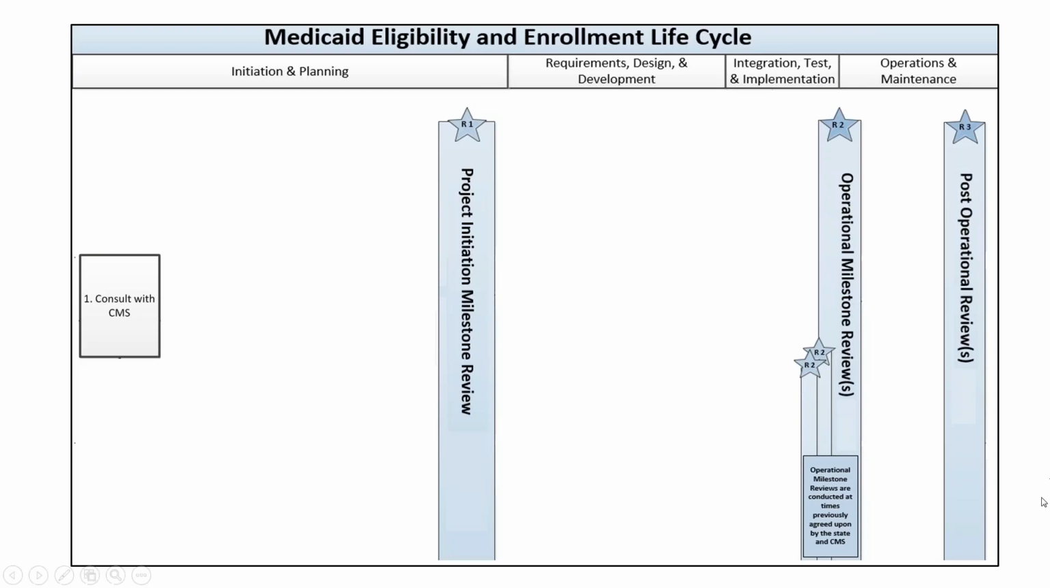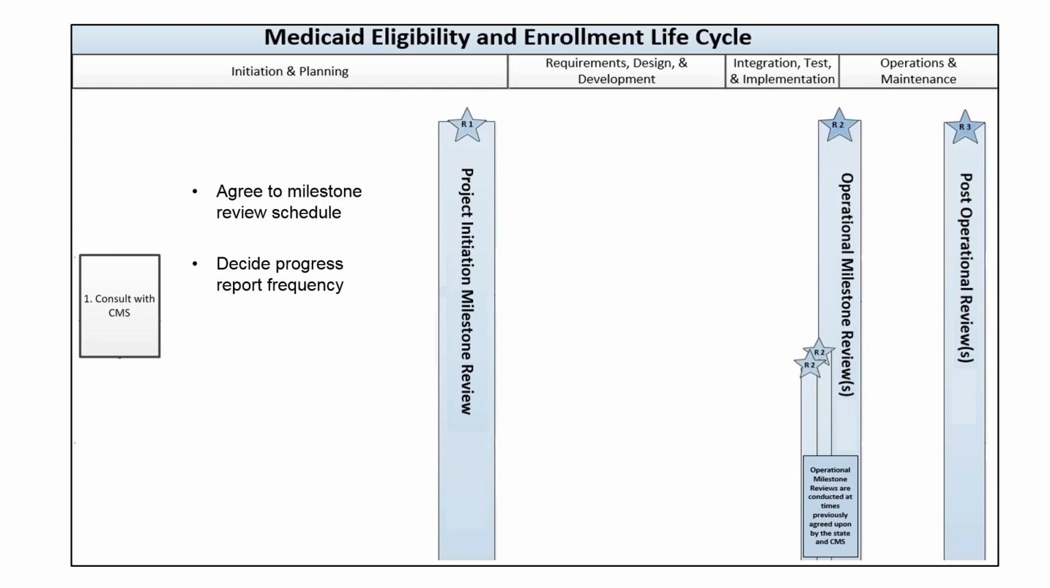First, the state and CMS agree upon a preliminary, high-level schedule for milestone reviews based on the state's plans up to that point. This enables the state to build the milestone reviews into its project schedule. Secondly, CMS and the state decide how frequently the IV&V progress reports will be generated. At a minimum, they must be generated quarterly, but some projects may warrant more frequent reports.